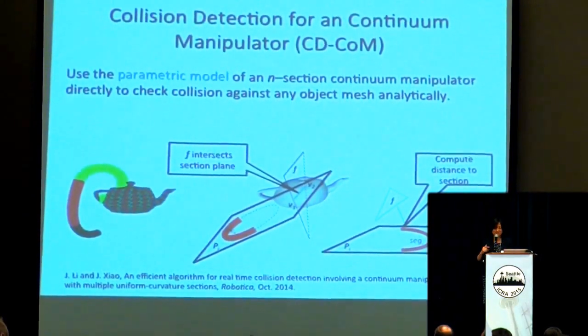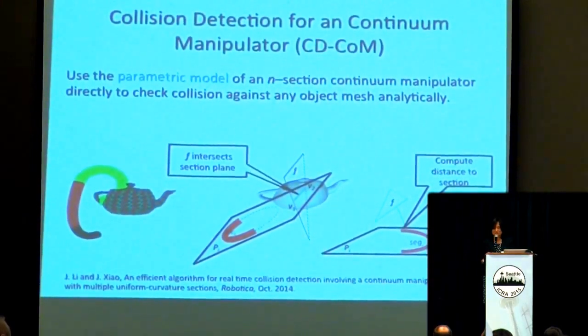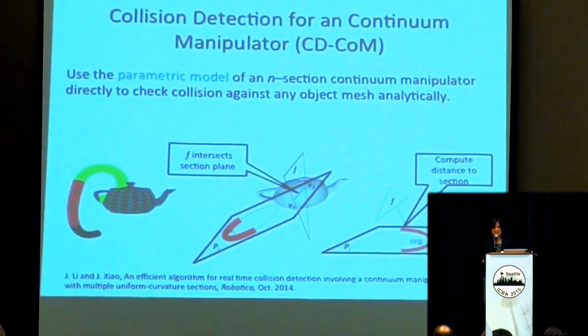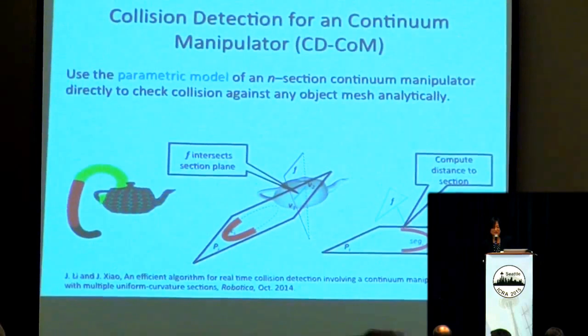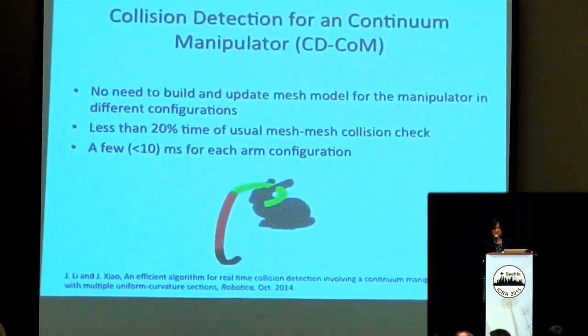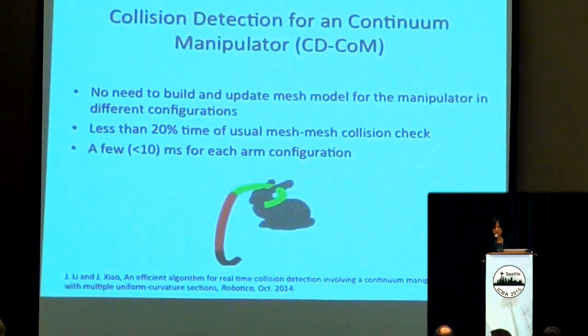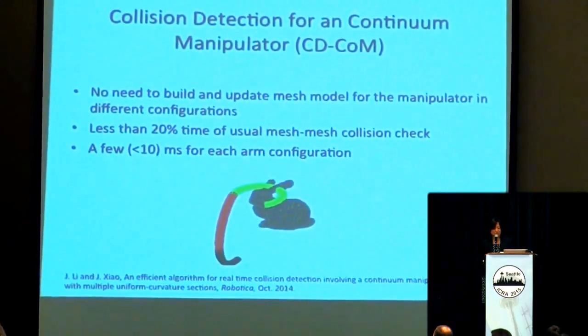Otherwise, we consider the distance from the polygon to the section of the manipulator by a combination of basic distance computations, such as point to plane, point to line segment, and point to circular segment computations. So this is quite fast, and we don't have to build and update mesh models for the manipulator in different configurations, and it uses less than 20% of the time of common mesh-mesh collision checking algorithms.